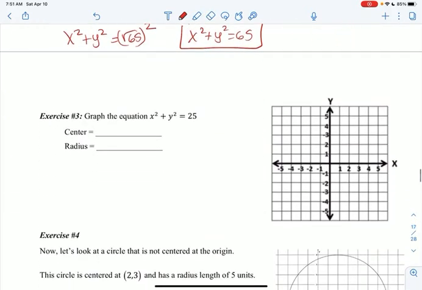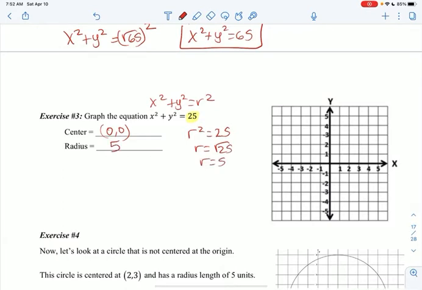Okay? All right, let me show you how to graph, because graphing is super simple. So the center of the circle is the origin, (0, 0). Now this number right here, the 25, is my radius squared, because remember, x squared plus y squared equals r squared is the equation of a circle. So if the radius squared equals 25, then the radius is the square root of 25, and the radius is 5.